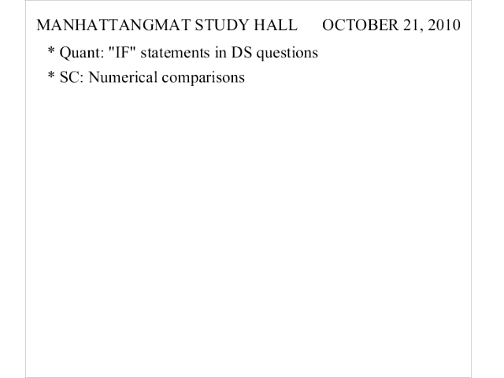On the screen, you have the menu of topics for today. In quantitative, we're going to talk about data sufficiency problems that have "if" in the statement. And in sentence correction, we're going to talk about sentences that make numerical comparisons. So more than, less than, as much as, twice, double. A number of you have been submitting questions about that sort of thing, so that's today's sentence correction topic.